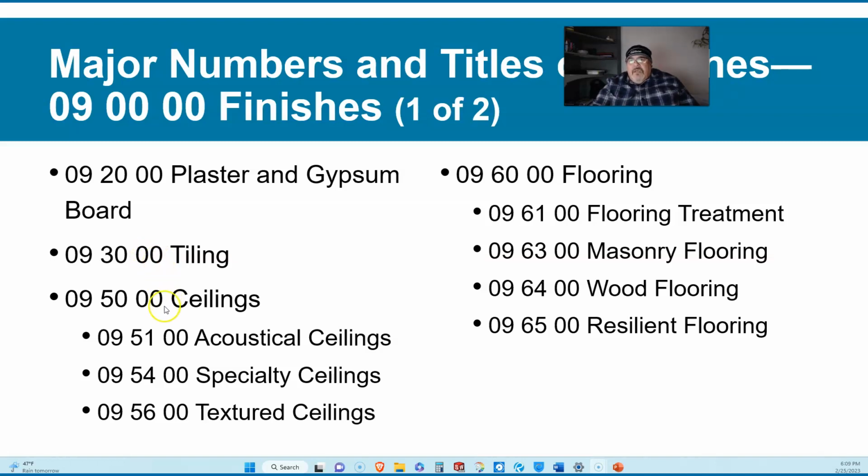So like ceilings, we have different types of ceilings. We have your acoustic ceiling, specialty ceiling, texture ceiling. So they all get their own category, and they're assigned their number, 51. Flooring, you have 060 for flooring, but then you have 61 for floor treatment, 63 for masonry flooring, 64 for wood flooring, and 65 for resilient flooring.